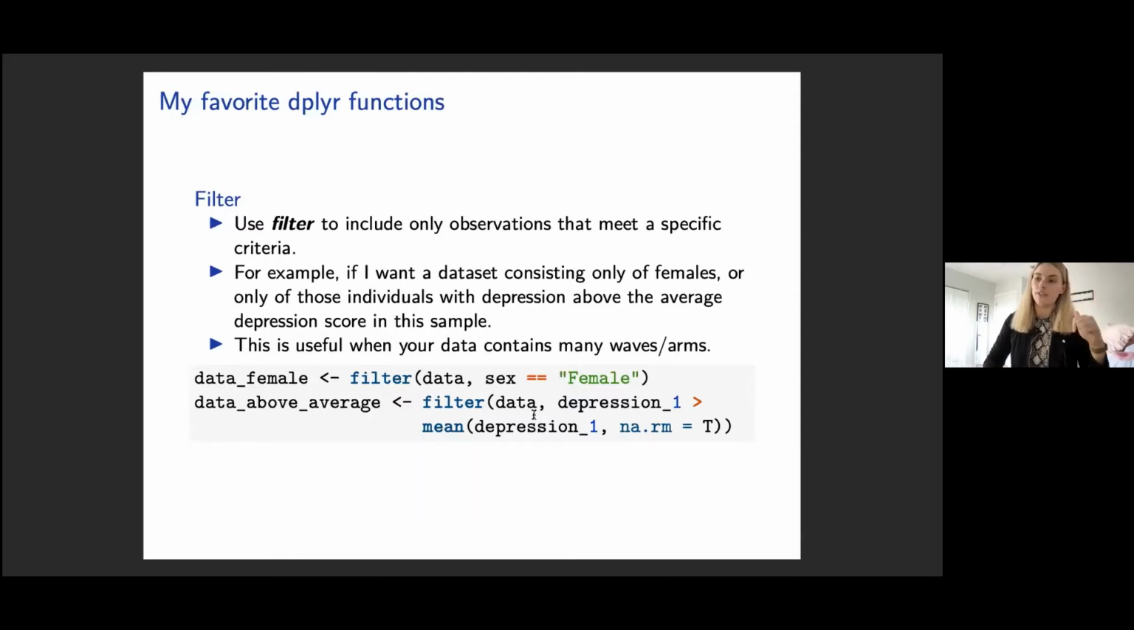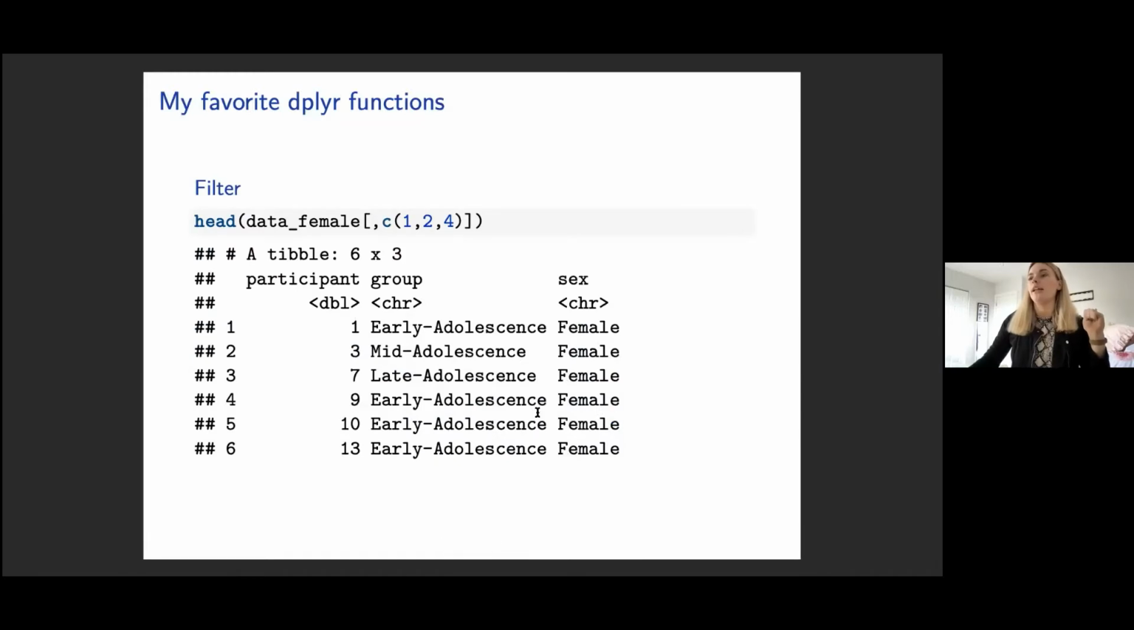And I'll show you what that looks like here. If I run this function, which shows me the first few observations of my new data frame called data female, and I select a few columns from that to display here, I can see that all of the observations here are females. So I have filtered successfully to a data frame with just females.